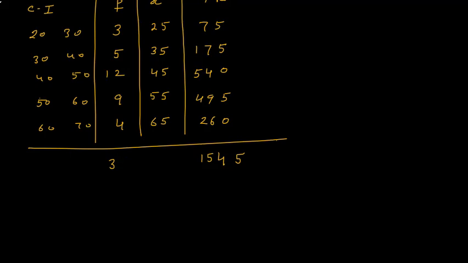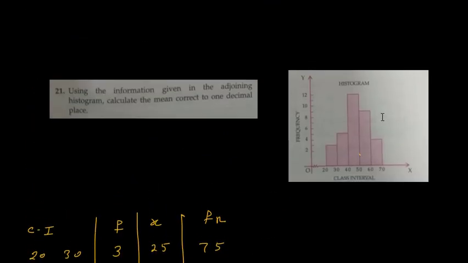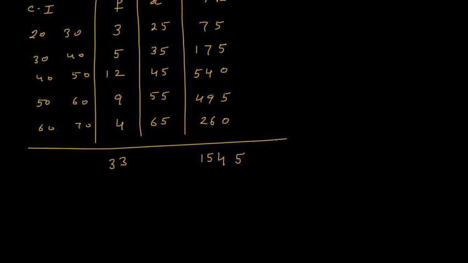So this is why I always recommend that cross check. Now the question is, calculate the mean correct to 1 decimal place. So my answer will be up to 2 decimal places, and then I will convert it. Here we have summation of f as 33 and summation of fx as 1545.